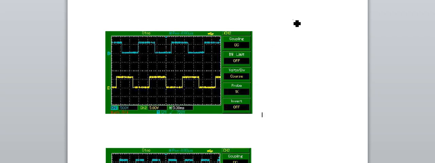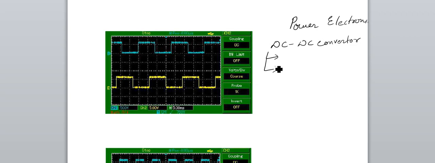In power electronics, first we will be doing practicals on DC to DC converters, and there are two types of DC to DC converter: that is your buck converter and boost converter.